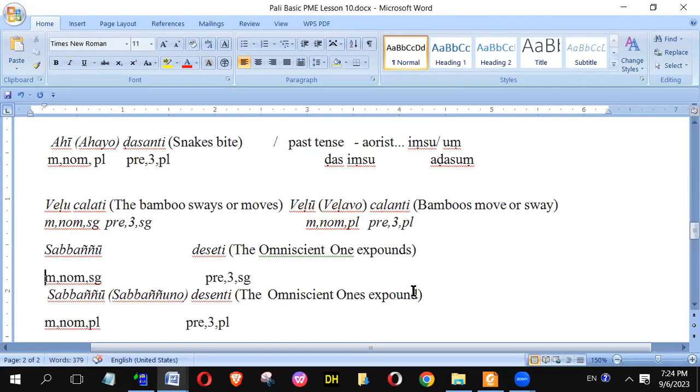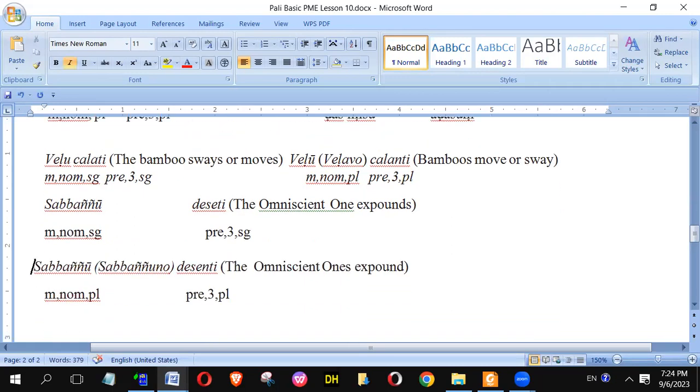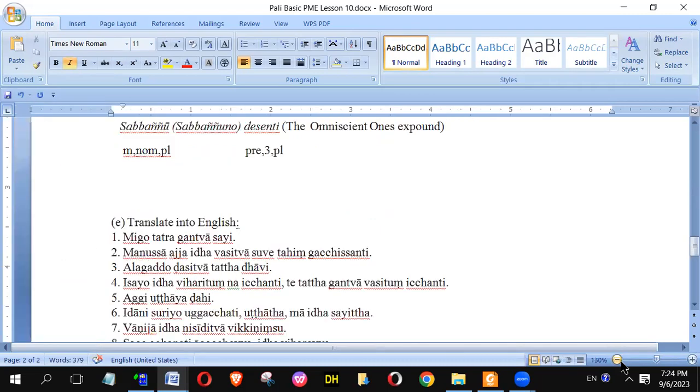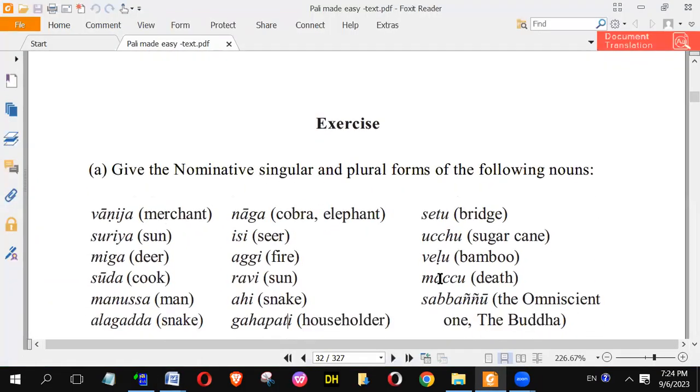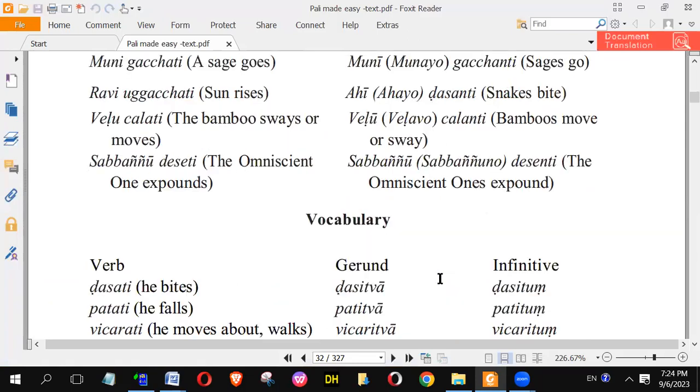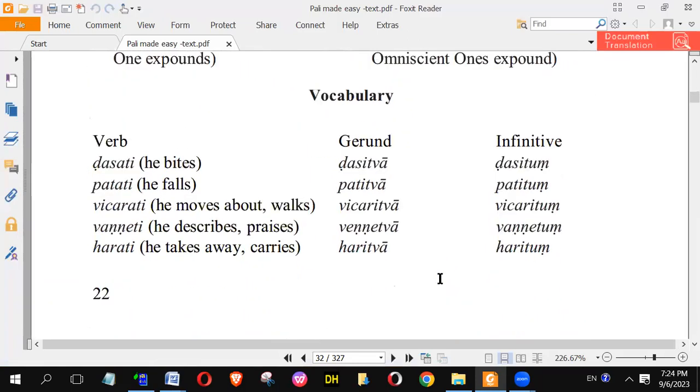Okay. All right. So far, any question? All right. I think this covers lessons 10 and 11 already. No question. We continue on this exercise, 10 and 11.